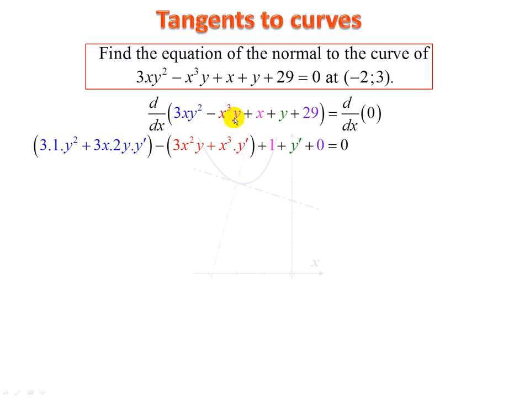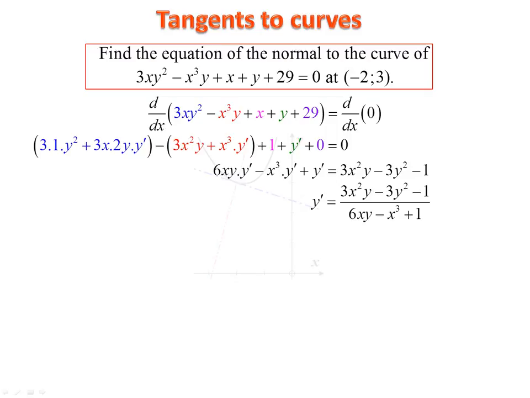x cubed y, also product rule. Derivative of x, 1, derivative of y, y prime, derivative of 29, 0, derivative of 0, 0. Simplify, collect the y primes. Common factor of y prime, divide, and there is our derivative. Pretty complex looking devil, that.